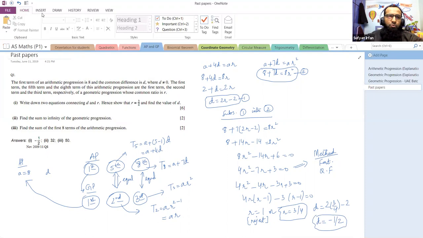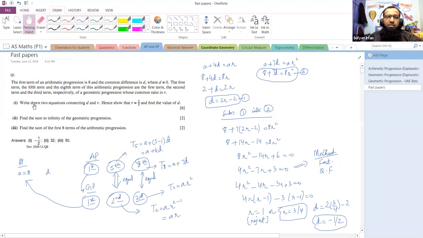The examiner asked us to write down two equations connecting D and R. We have already given two equations. Hence, we had to show R was 3/4, which we successfully showed. And then we had to find the value of D, and we have successfully found the value of D. So here we are done with the first part.